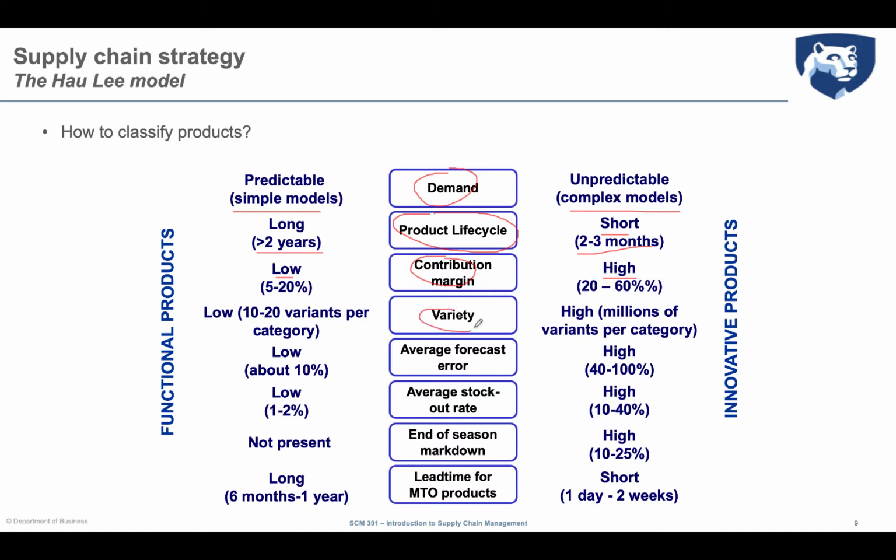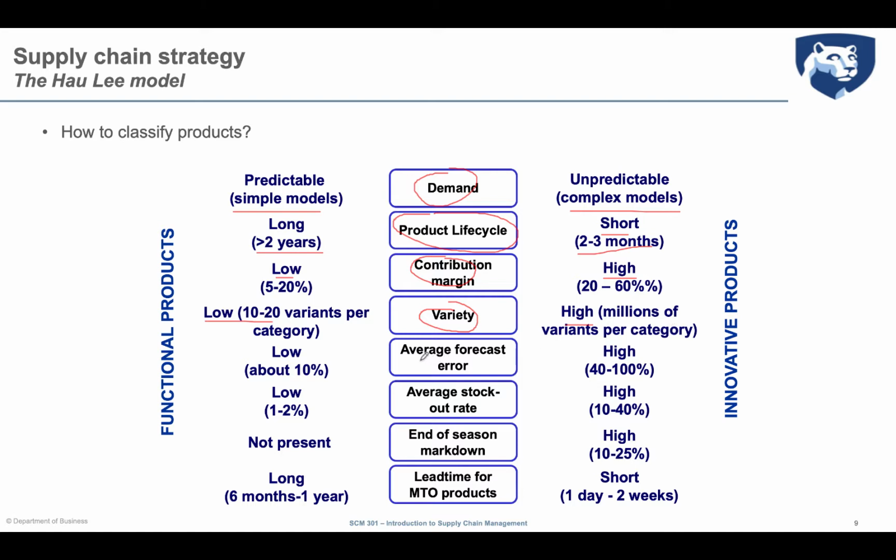When we talk about variety, and recall in terms of production the type of product family, it is usually low for functional products, where low here is 10 or 20 variants per category. Instead, for innovative products we have high variety, millions of variants per category. Think about all the possible clothes, t-shirts, tissues, materials, colors, buttons, and whatever.